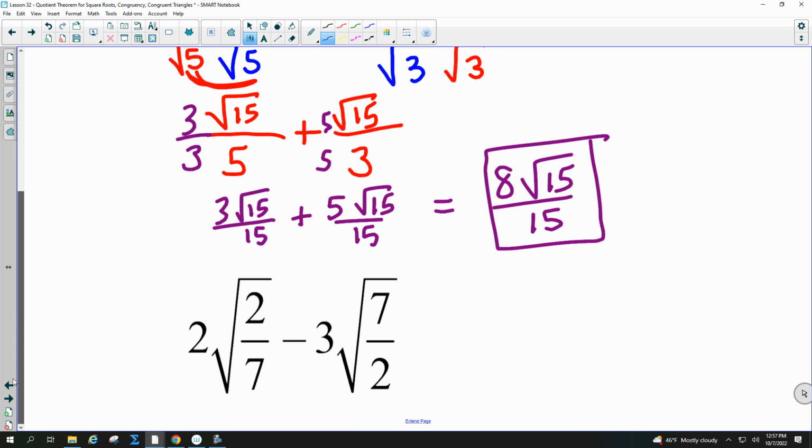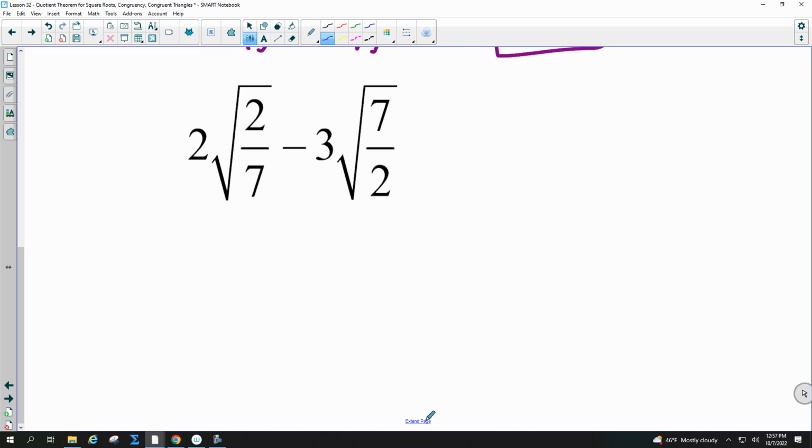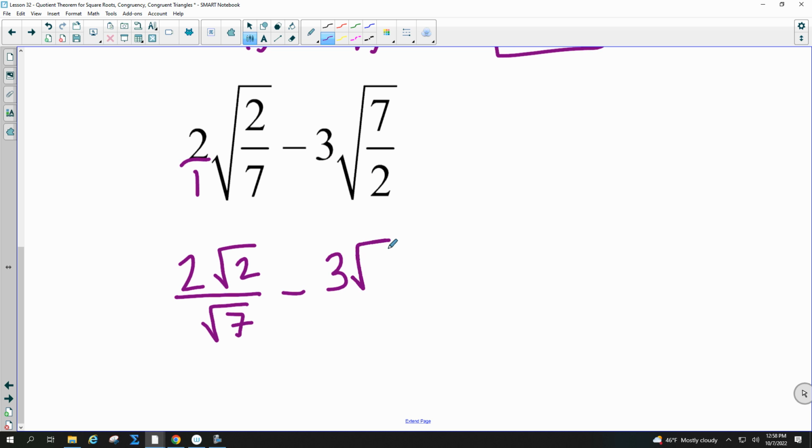What if there's a little number in front? I recommend you put it in the numerator. So the 2 that's out front is really like a 2 over 1. So I'm going to write this as 2 root 2 over root 7. You split your radical, top and bottom, and you keep that whole number in the numerator. Minus 3 root 7 over root 2. So split your radical, top and bottom, put that whole number in the top.